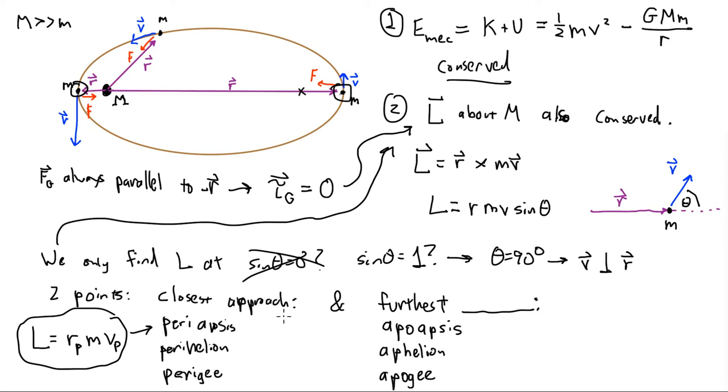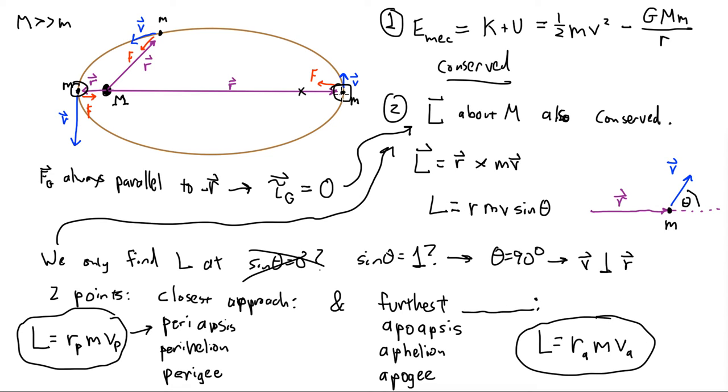That is for periapsis. At apoapsis, now you're out here, r is this way, v is this way. They're perpendicular. Remember, that's the whole point. Sine theta is 1. So r sub a times m times v sub a. And use the fact then that L is conserved.